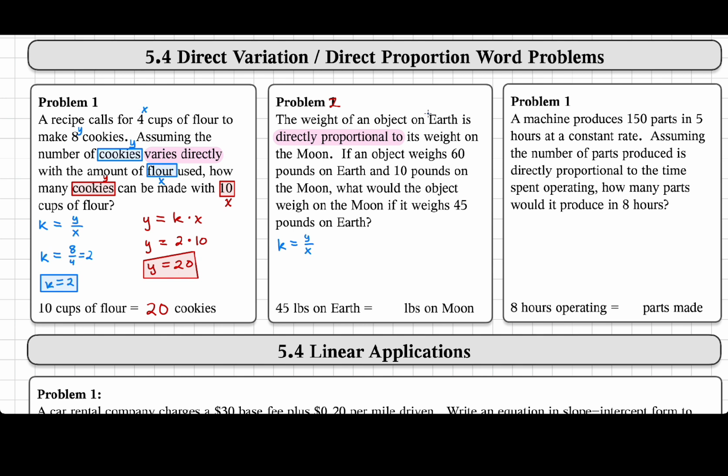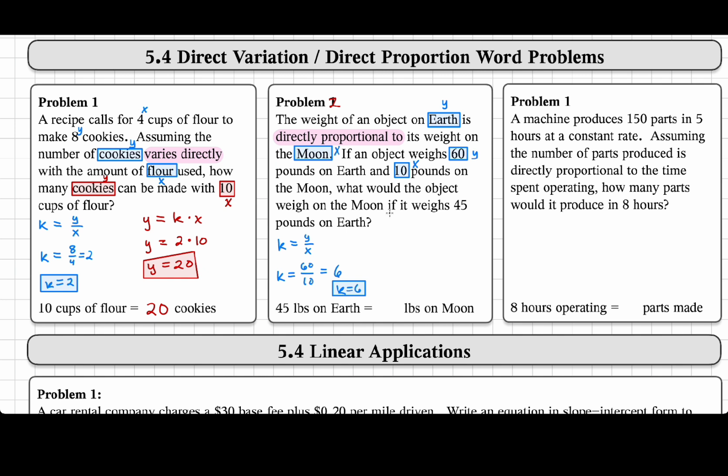Well, we have Earth is directly proportional to the moon. So I'm going to call the Earth weight my y. So Earth is directly proportional to the moon, which is x. So if an object weighs 60 pounds on Earth, this is my y, and 10 pounds on the moon, that's my x. So we're going to set k to be 60 over 10, which gives us 6. So k is 6.